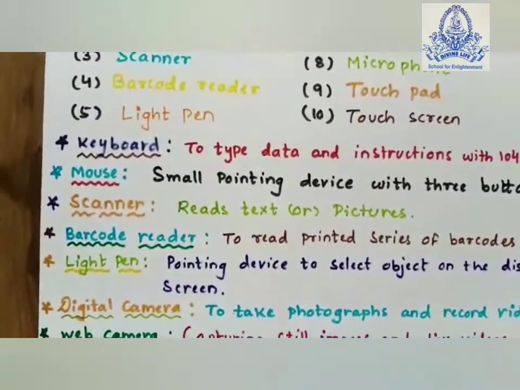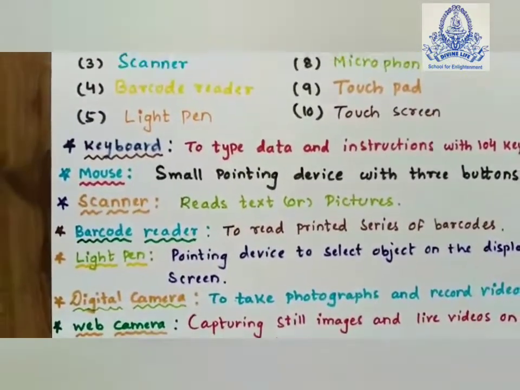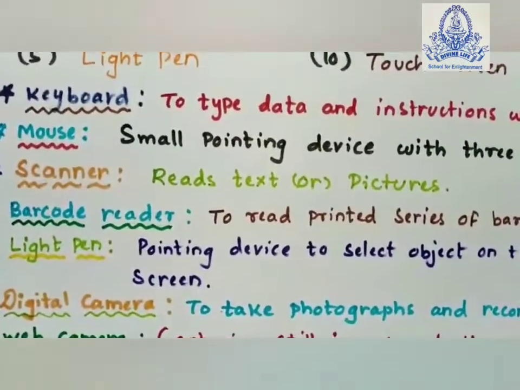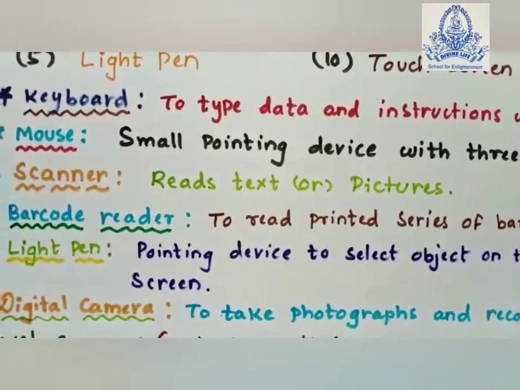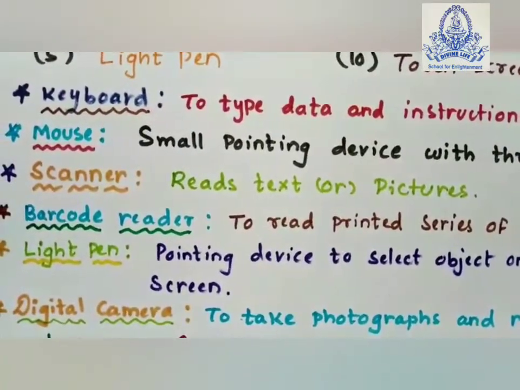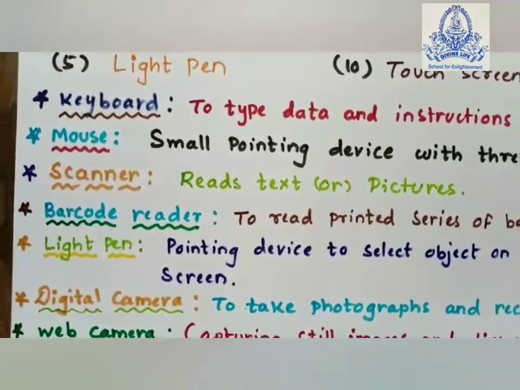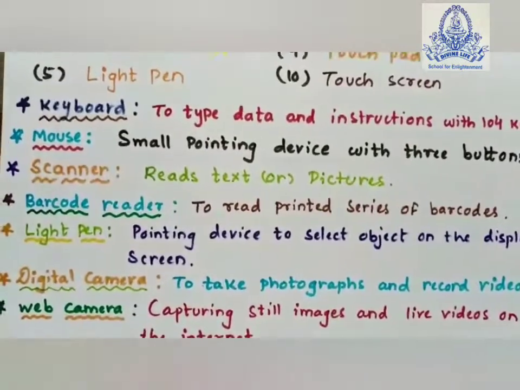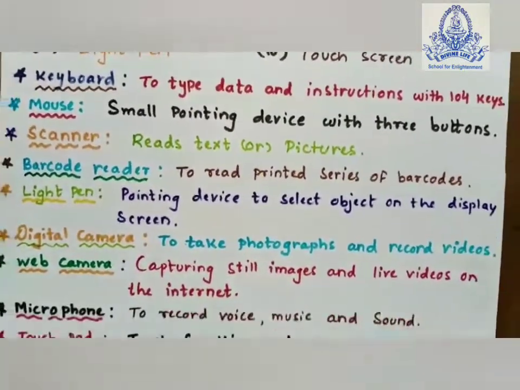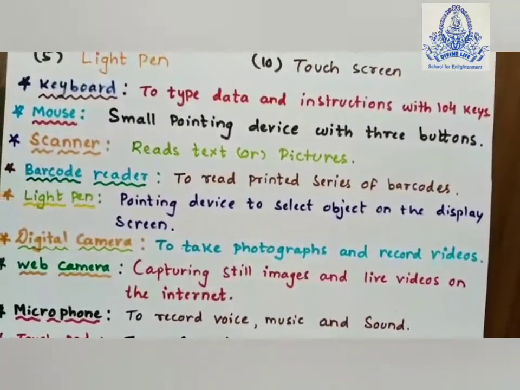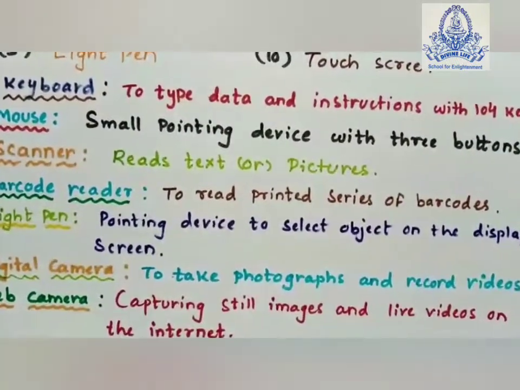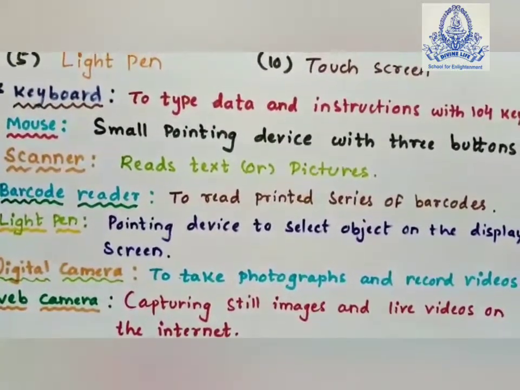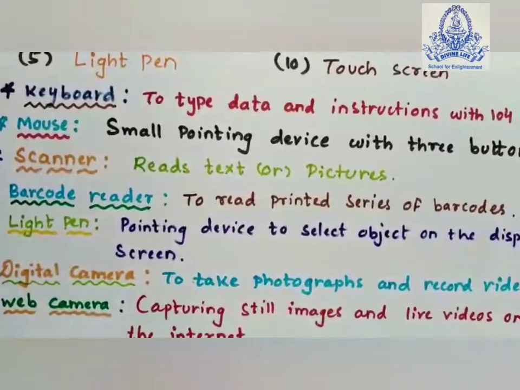So, next coming to point number 3, what is called a scanner? It is a device that reads text or pictures printed on paper and translates the information into a form that a computer understands. Next, coming to what do you mean by barcode reader. A barcode reader is an input device to read printed barcodes. A barcode is a series of black lines of different thickness with white spaces between them.